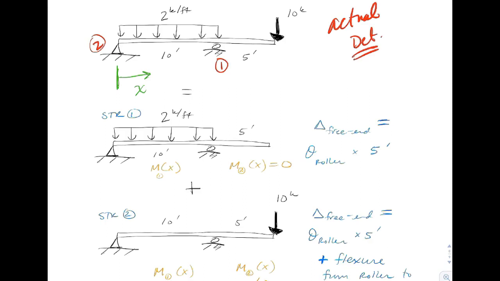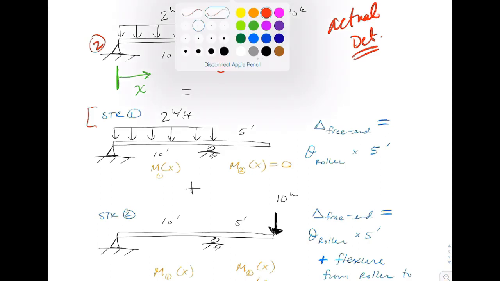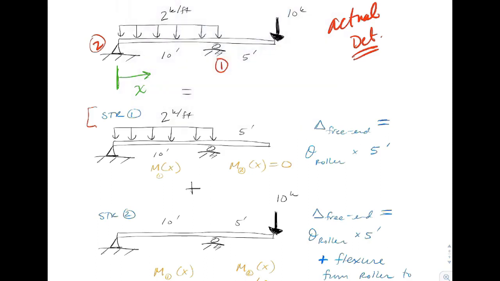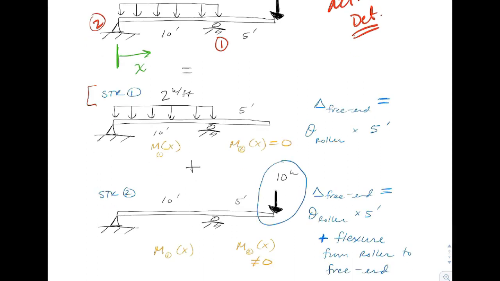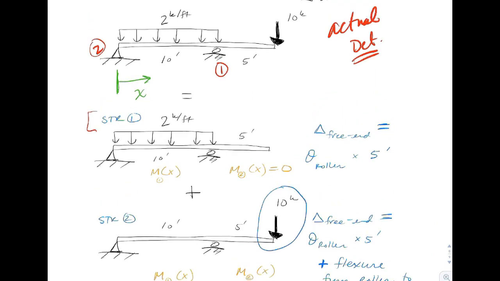So what I'm going to do is take the exact same beam and break up the loading. Here in structure 1, we have a beam that has only the distributed load between 0 and 10. The point load is gone. The point load is sitting down here in structure 2. So if I could find the deflection at the free end in structure 1 and structure 2, I can add the answers up and I would get the deflection in the actual structure.